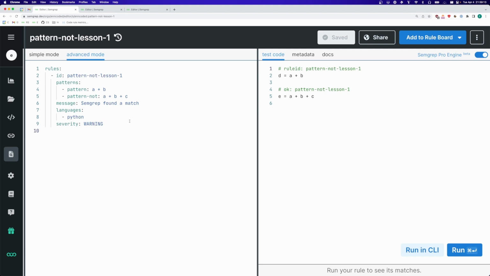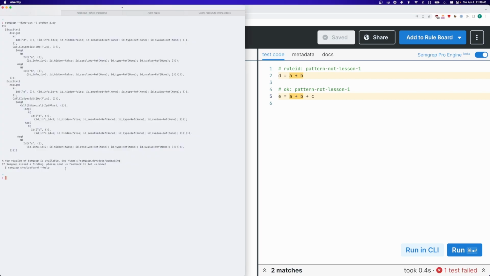Here's a quick example to demonstrate. Here we match a plus b and use pattern not to remove findings for lines with a plus b plus c. If we run this, you might intuitively imagine that there would be no finding on line 5, except there is. The reason why is because they're using pattern not. Spoiler alert.